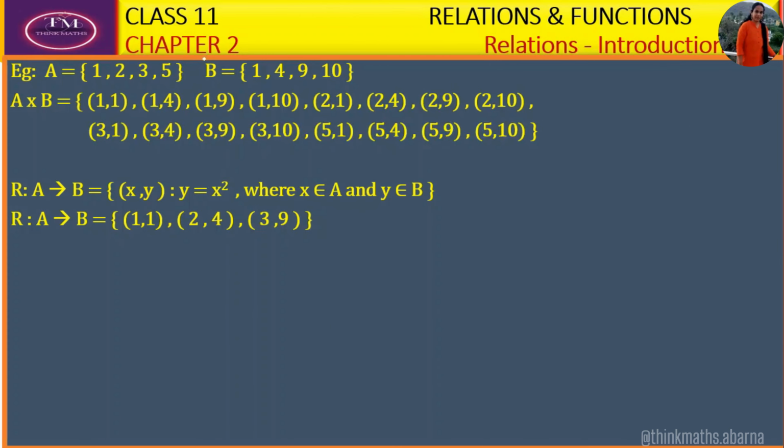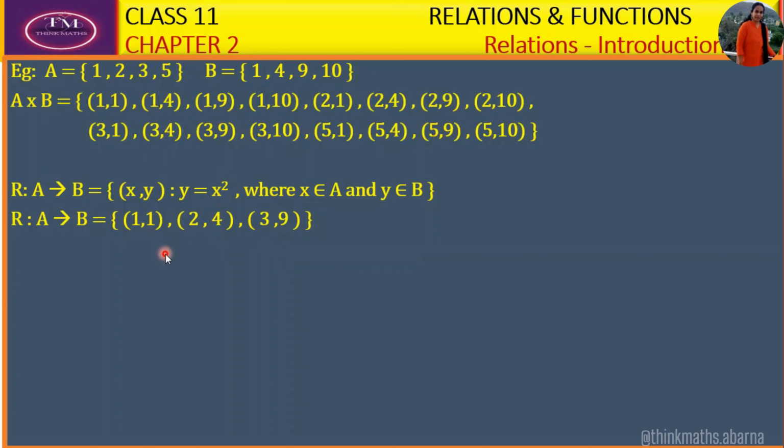So here I took the same example. Set A is equal to 1, 2, 3, 5. B is equal to 1, 4, 9, 10. This is the Cartesian product formed between A and B. The relation is defined as the set of all x comma y such that y is equal to x square, where x belongs to A and y belongs to B. With this relation, we will get R from A to B, the set of all 1 comma 1, 2 comma 4, 3 comma 9. So these ordered pairs we will get.